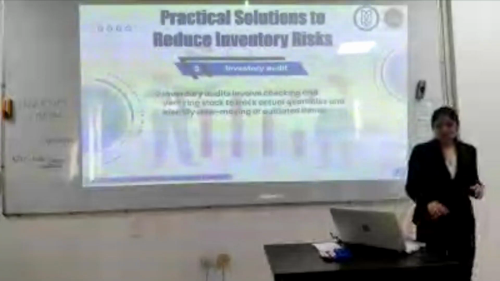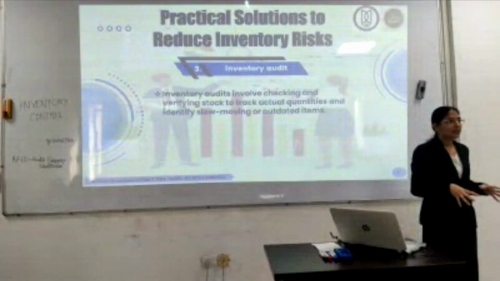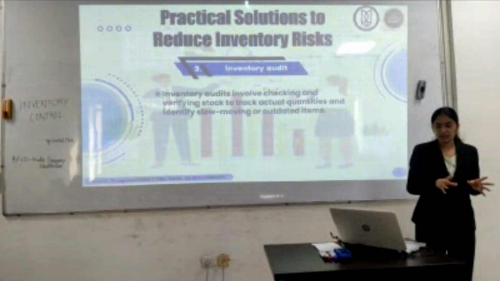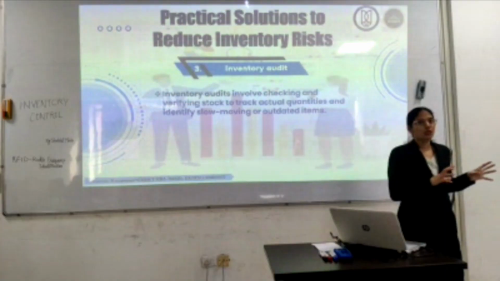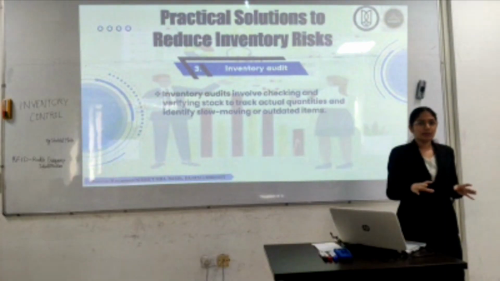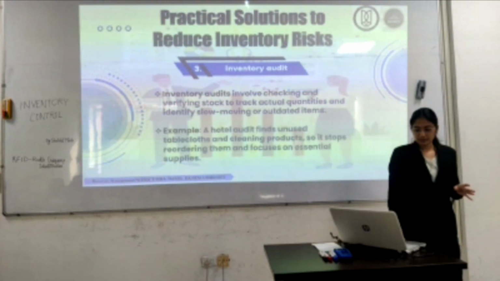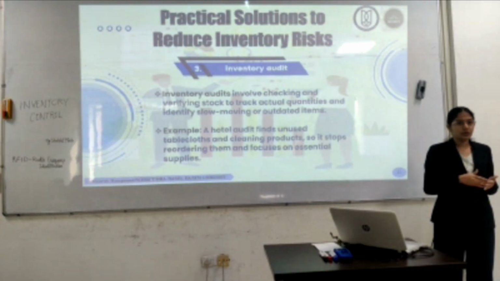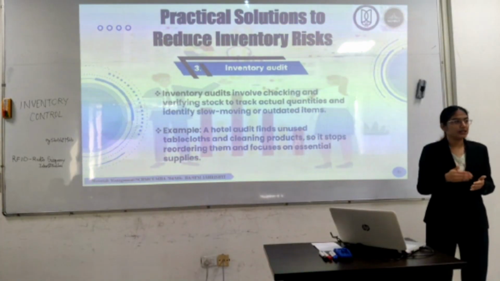Next is inventory audit. Inventory audit is checking the inventory, where inventory counting is done, to know what items need to be there, what the slow moving items are which are not in demand anymore, and what became outdated items. For example, a hotel audit finds unused tablecloths and cleaning products. So it stops reordering them and focuses on the essential supplies.